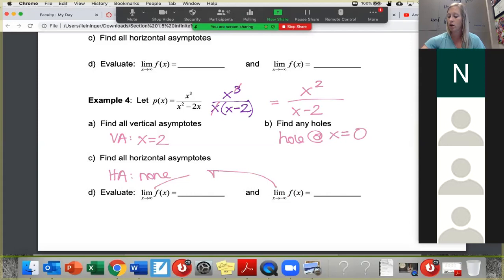So let's see what's going on with this graph. If I just drew a little sketch of what it would look like, I know I have a hole in the graph at 0. If I go back, I have a vertical asymptote at 2.